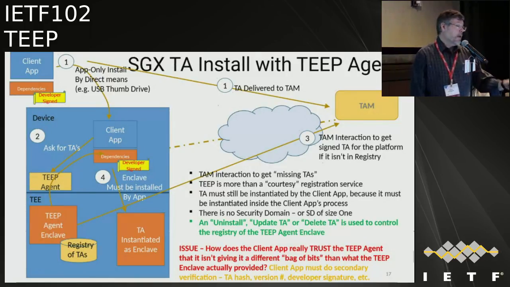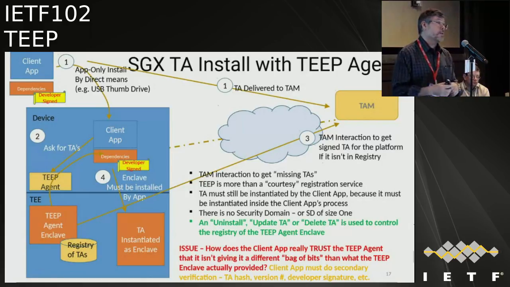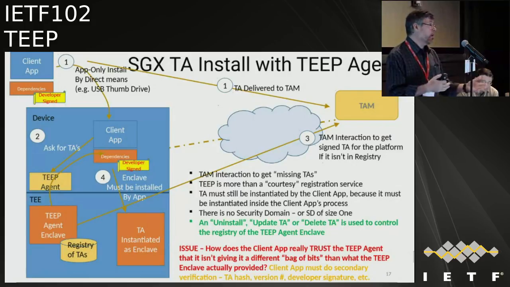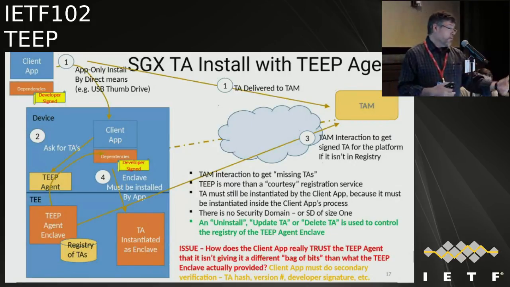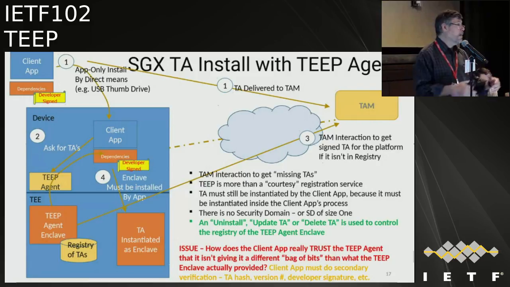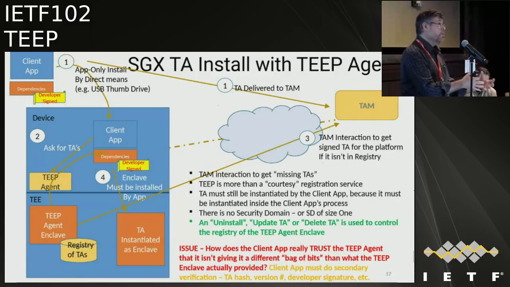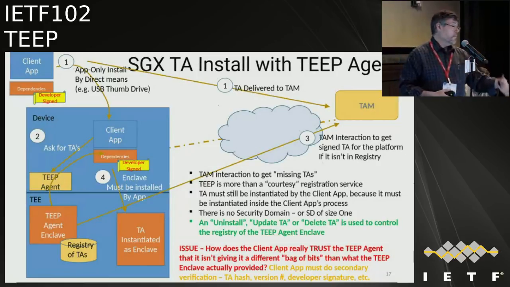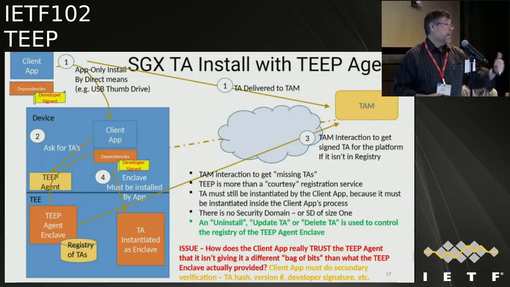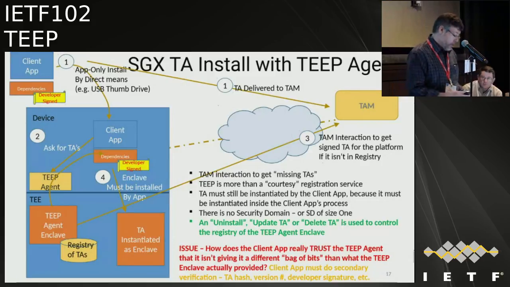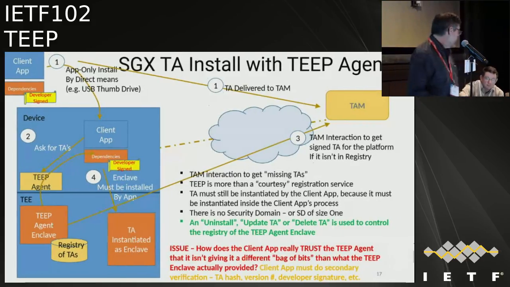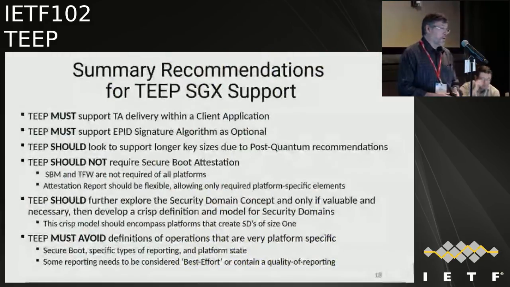And as we use some of these sequences to talk about the TIDs and the RIDs, if I've got multiple TAs talking to the TAM, I may not have a universal agent talking to the TAM. So how we get the RIDs and things like that to work becomes interesting. And then the next slide, I think, is the summary.